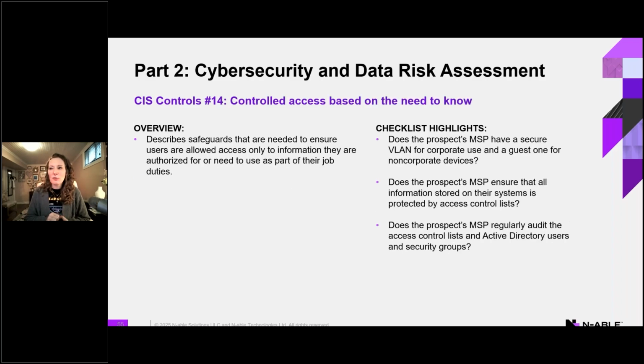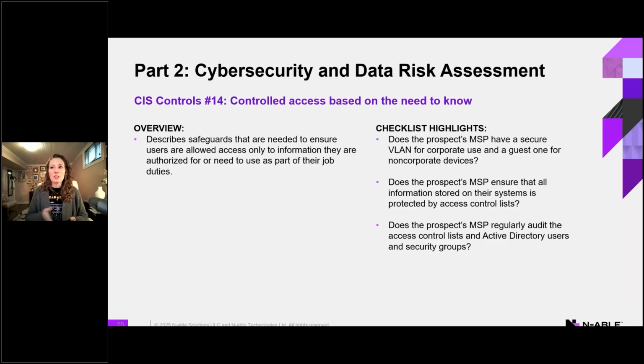Number 14, controlled access behind the need to know. This basically describes the safeguards that are needed to ensure that users are only allowed access to information that they're authorized for or that they need to use as part of their job duties. And so it really does focus on ensuring that prospects' networks are segmented based on the criticality of the data that the organization is collecting, and then restricting access to that data based on the actual business needs.